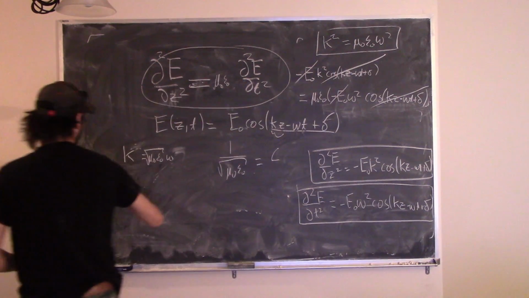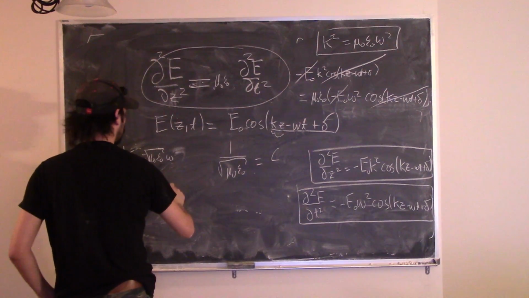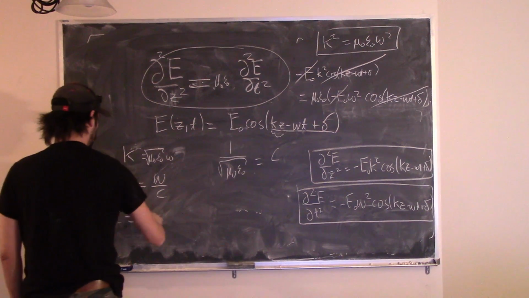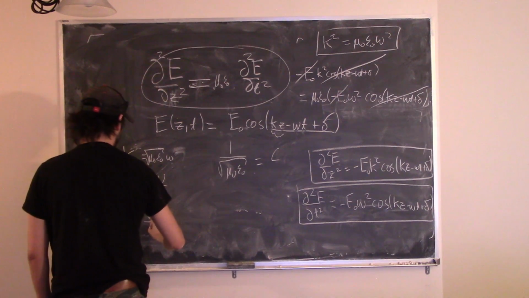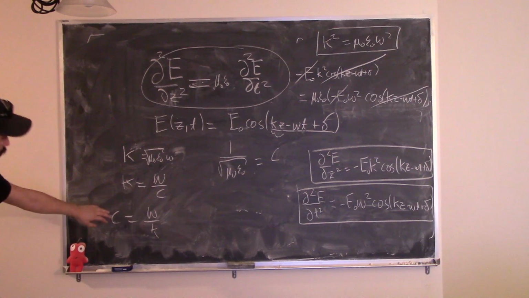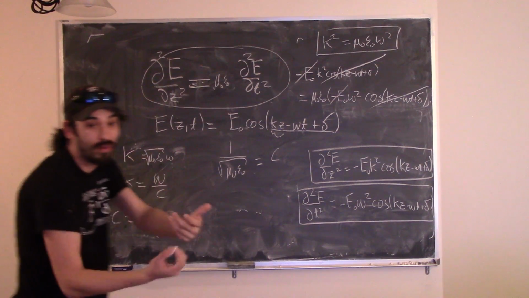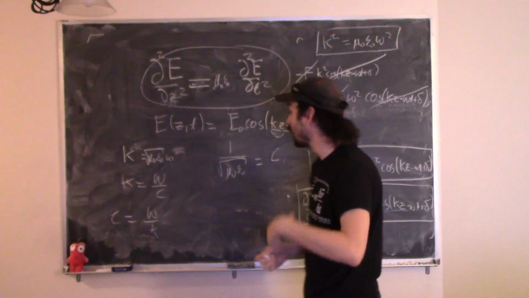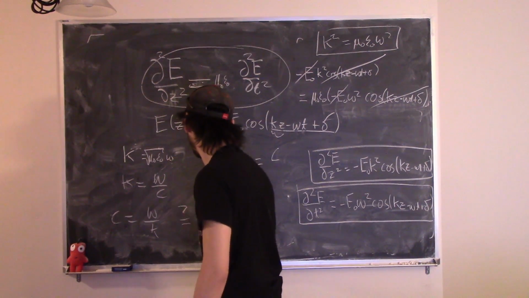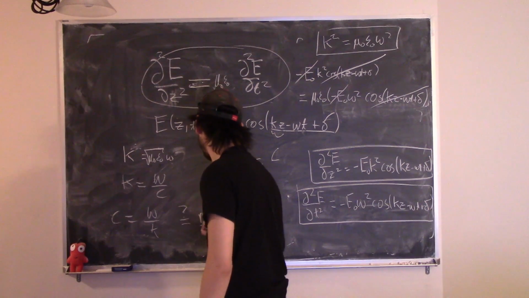So this says k is going to be equal to omega divided by c, or c is going to be equal to omega divided by k. Let's apply a little bit of dimensional analysis here. c is the speed of light. The speed is going to be a meter per second. So we say, is this a unit of meter per second?